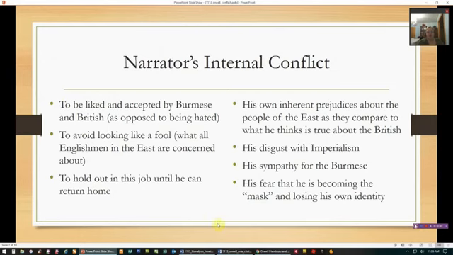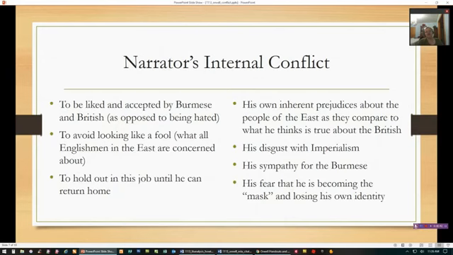So we're going to look at first his internal conflict. You're going to see that one of the things that he wants is he wants acceptance. He wants to be liked by his own people and the Burmese. He talks about that quite a lot. One of the first things he tells us is that he was never more hated than he was when he was in Moulmein, right? He wants to avoid looking like a fool. That's the last thing he tells us, though he does indicate that other times. But the last thing he says is, I didn't want to look like a fool, right?